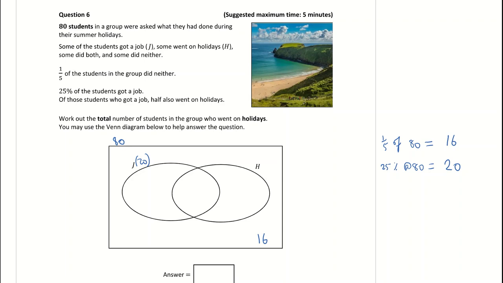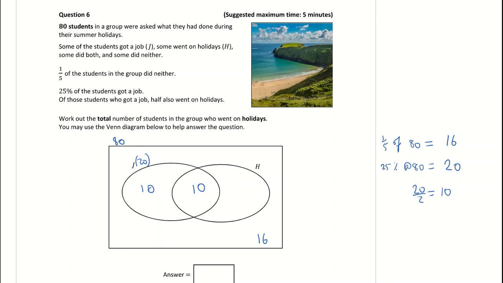What else do we know? It tells us that of these students who got a job, half went on holidays. So there's 20 students got a job, half went on holidays. So I need to divide the 20 by 2, so half of it, which is 10 students. So these 10 went on holidays, this circle here. But don't forget that this full circle here accounts for 20 students. So that means that the amount of students who just got a job is 10. So 10 just got a job, and also 10 got a job and went on holidays.